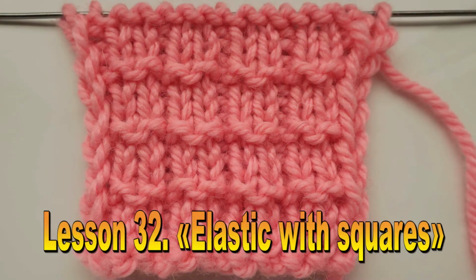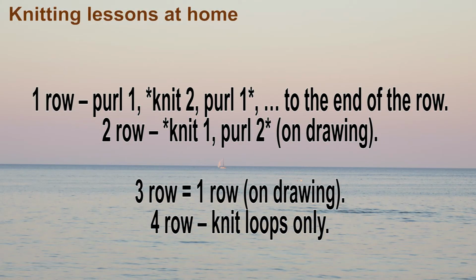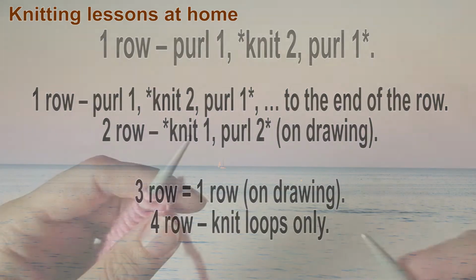Lesson 32. Elastic with squares. Here you can see the scheme of our pattern. This pattern has 4 rows. In the example, the number of loops is 15.